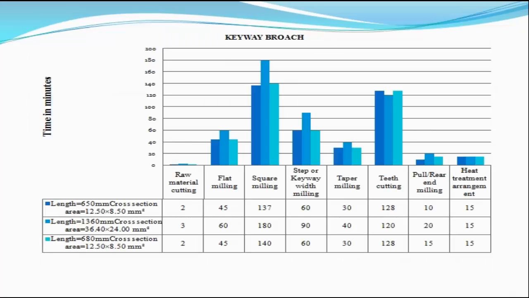This is the QA broach monogram or the bar graph which shows the time in minutes, and the different lengths are demarcated with different colors.